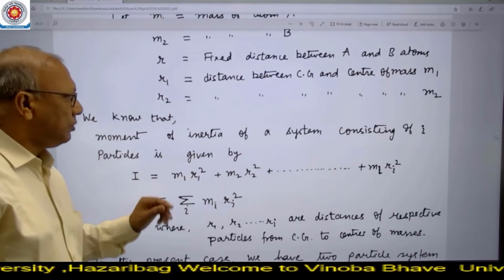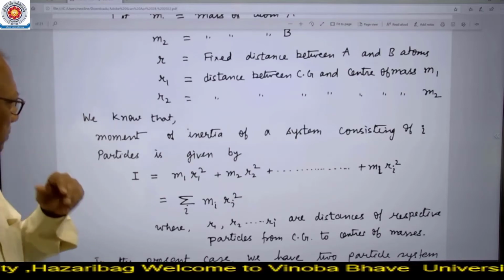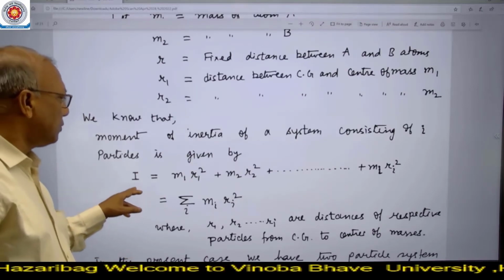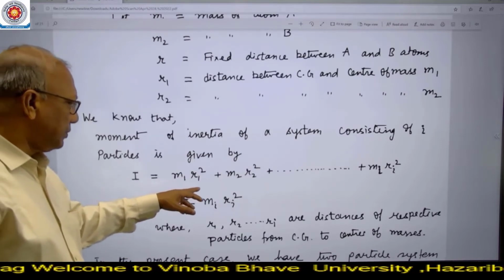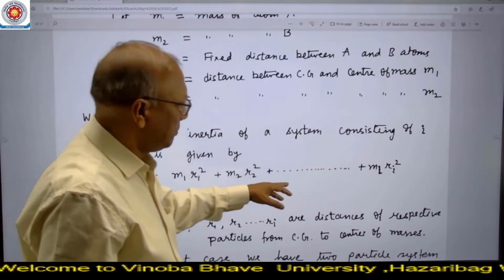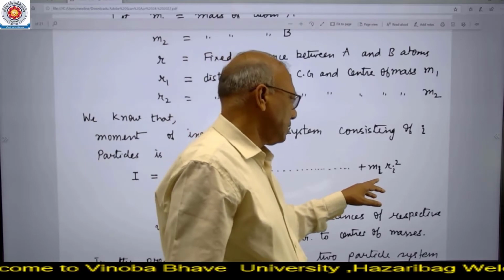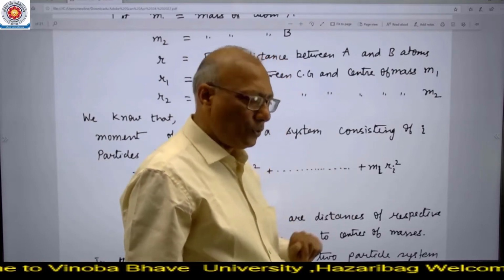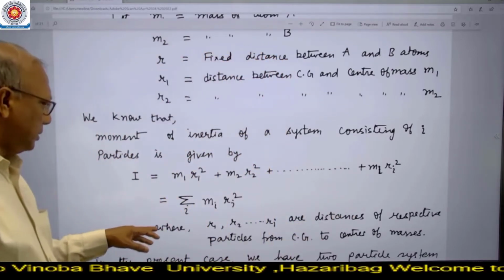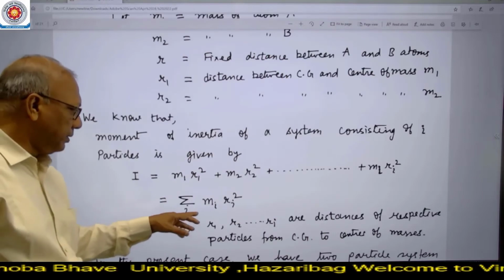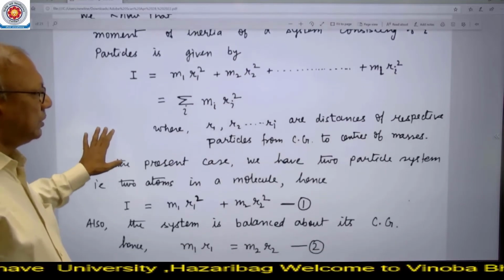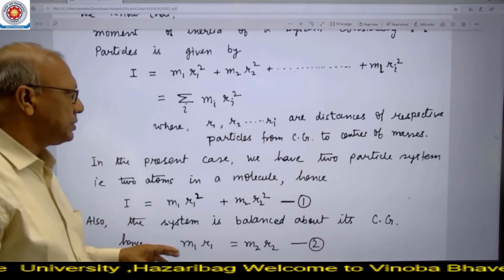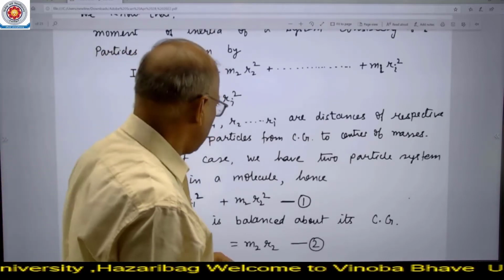Now, the moment of inertia of any system consisting of n particles can be given by I is equal to m1 r1 square plus m2 r2 square plus so on, or if there are i particles, then mi into ri square. Or in short, we can write summation of mi ri square, where r1, r2 are the distances of the respective particles from the center of gravity to the centers of masses.